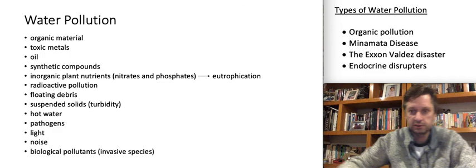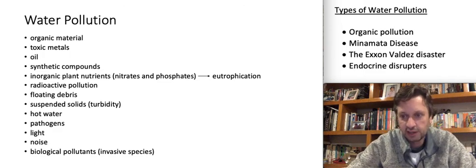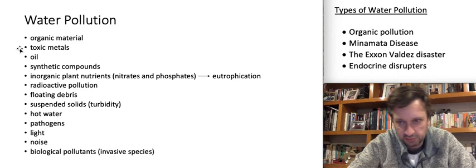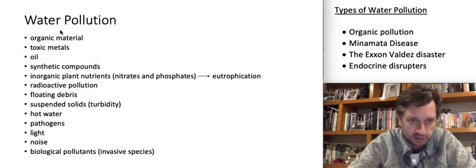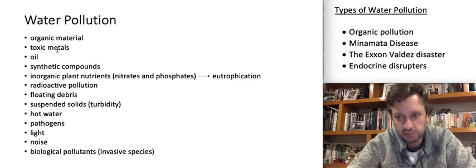Okay, so here's my list of pollutants, or the IB list of pollutants as promised. I've changed the order because I've put the ones that I want to specifically focus on in the top 4 or 5 here. Okay, so very quickly, we need to look at organic material, toxic metals. We look specifically at the Minamata disaster there.